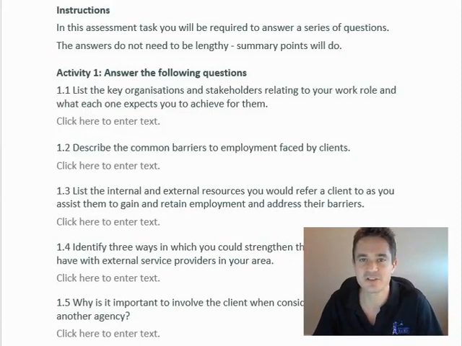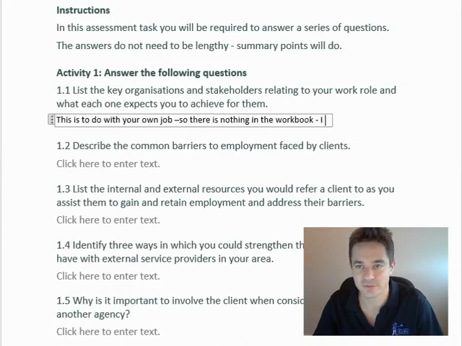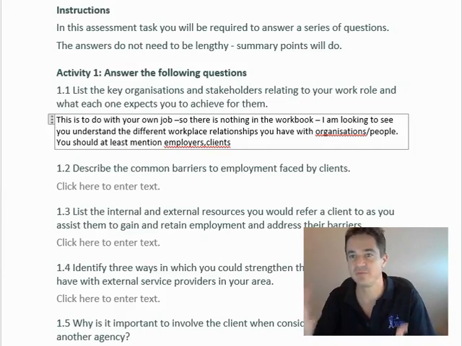The first question there, 1.1, is more to do with your own job. So there's nothing in the workbook. I'm looking to see that you understand the different workplace relationships that you have with organizations and people. You should at least mention employers and clients. There are a couple of different stakeholders, but there's plenty more out there.